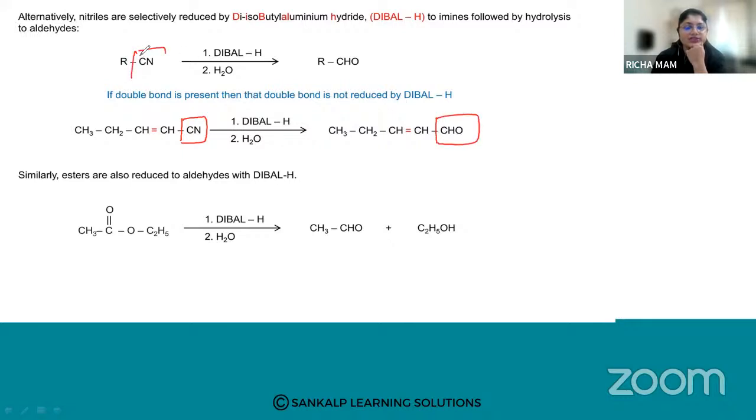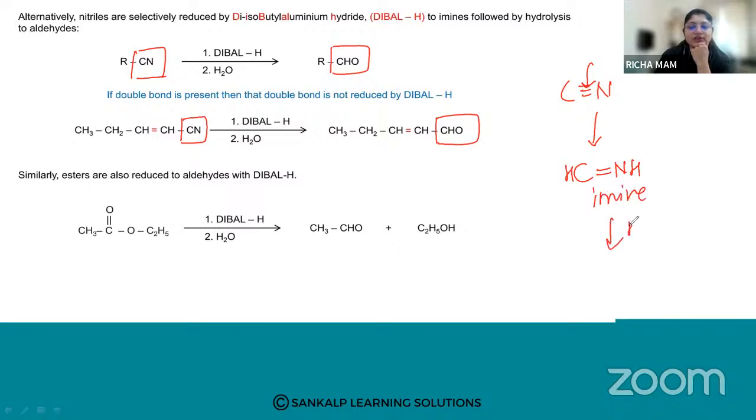What is the change? Rest all things will remain the same, only your cyano group changes. There is a triple bond, and across this triple bond one of the bonds is broken first, and I'm going to get C double bond N, like this. That is an imine system. Now this imine further undergoes hydrolysis to give you an aldehyde, like this. Is it clear?